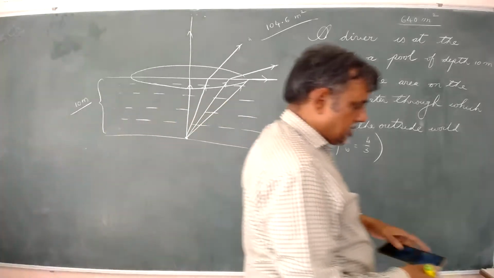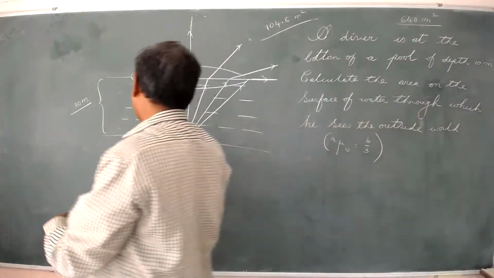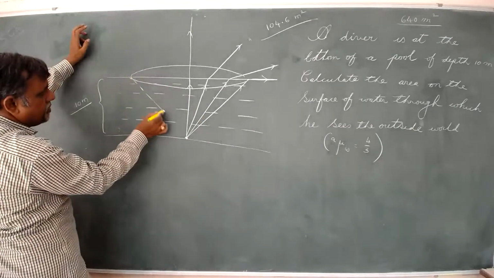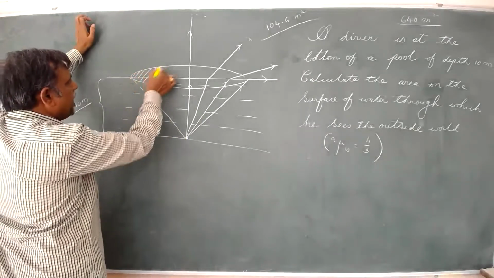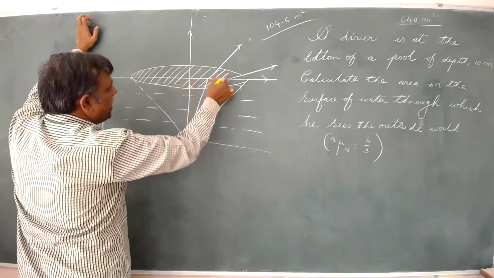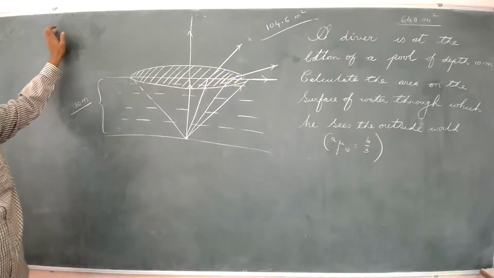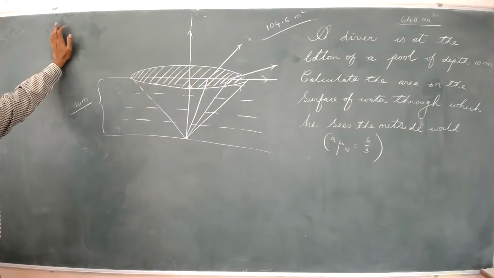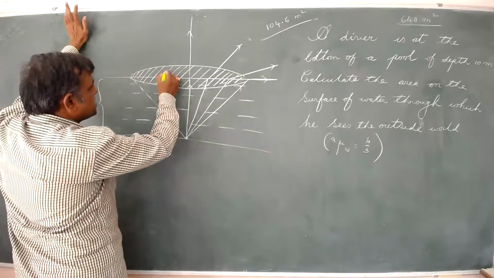Okay, so you will be getting just a circular patch on the surface, like this. In this way, right? So this is the possible area through which the diver can see the outside world. Now in this particular case, this is the area.